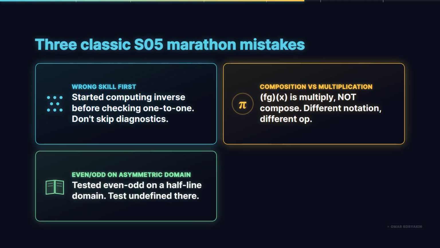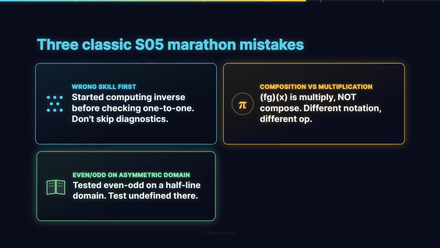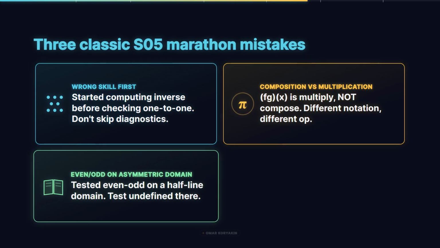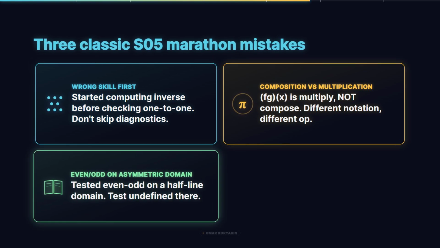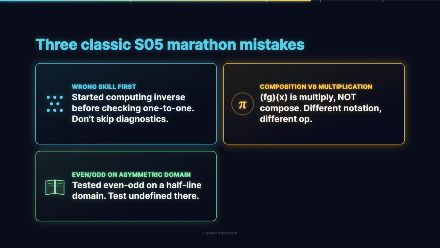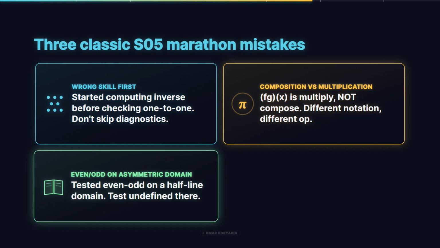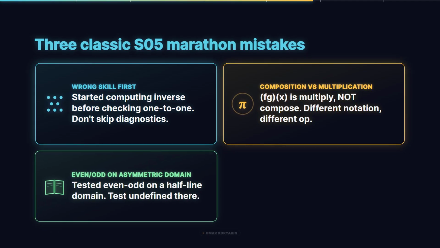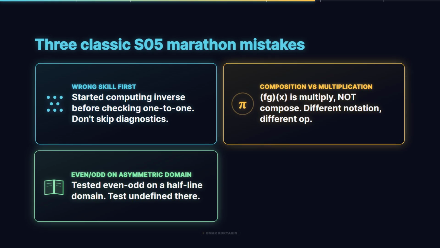Third mistake: running the even-odd algebraic test on a function whose domain is not symmetric across 0. A student looking at f of x equals square root of x tries to compute f of negative x, finds the radicand becomes negative, and concludes the function is not even or odd because the test fails. The correct conclusion is that the test is meaningless on an asymmetric domain like x at least 0, and the function is therefore neither even nor odd in the strict sense.